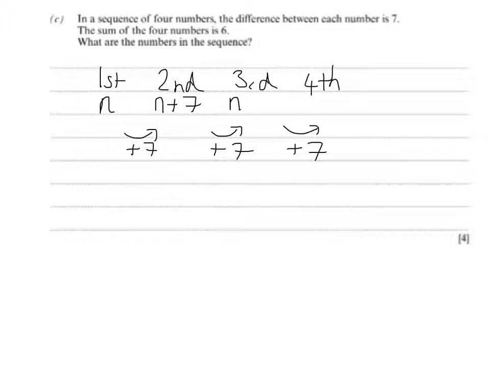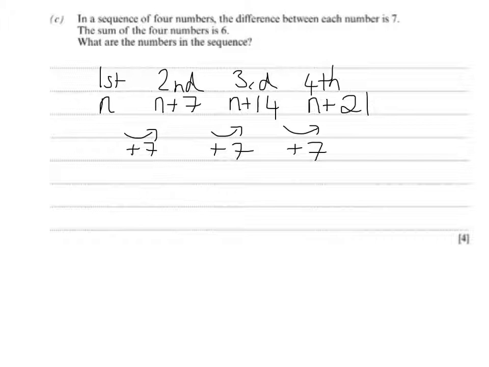That means altogether I've added on 14, so it's n plus 14. And the final one, I've added on another 7, so it's n plus 21. So I've just written all 4 numbers in terms of the first number, which I've called n. You could call it any letter.